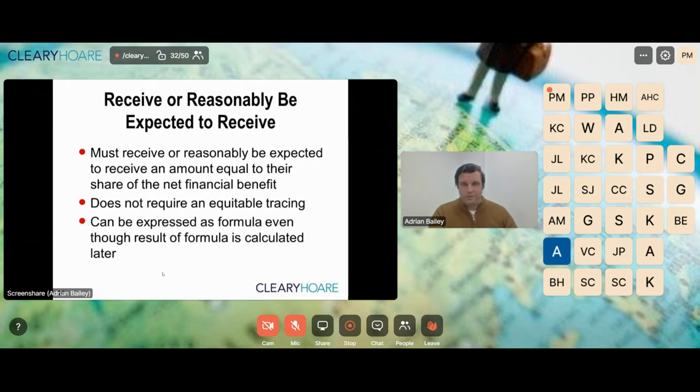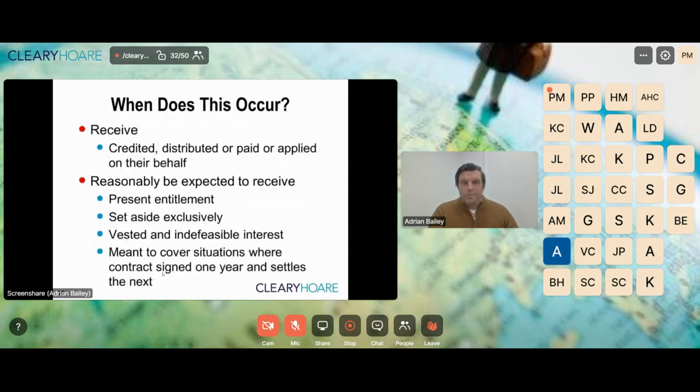And it can also be expressed as a formula, even though the result of the formula is calculated later. So say, for example, A receives 50% of the capital gain and B receives the other 50%. Well, obviously, we don't have an exact amount there, but that will be enough for us to meet that definition of either receiving or reasonably be expected to receive. So the difference between the two, of course, receive, we actually receive the cash or the net financial benefit. Reasonably be expected to receive is where we have a distribution to us, which creates that entitlement, but we may not have actually received that net financial benefit yet.